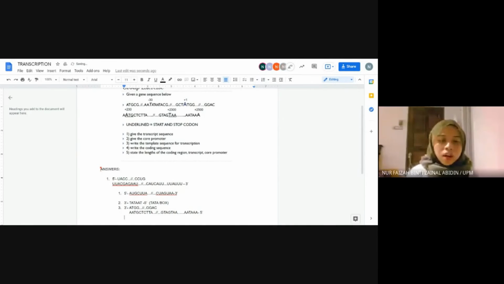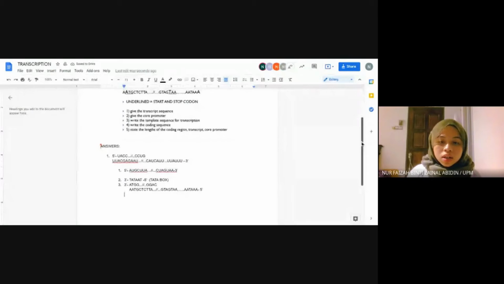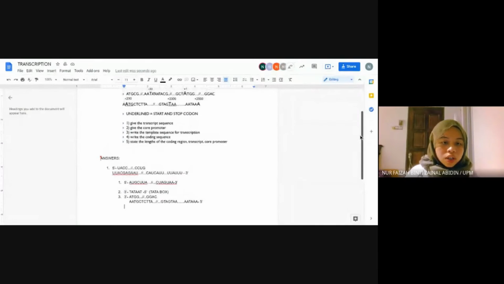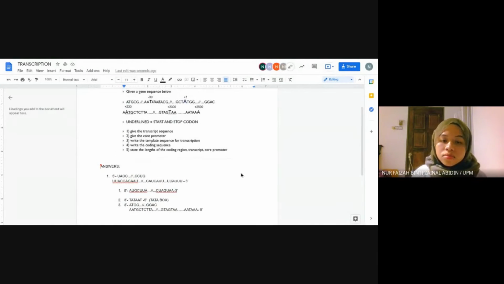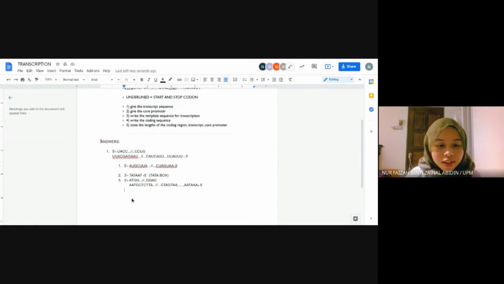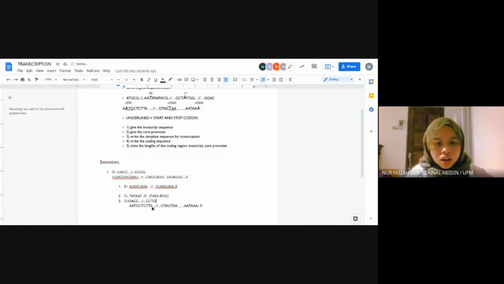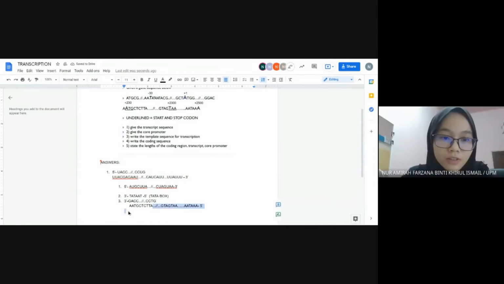Now we have answered the third question. Let's move on to the fourth question, which is to write the coding sequence. For number 3, we haven't found the complementary yet. Sorry. Faizah, I thought your previous answer is correct.